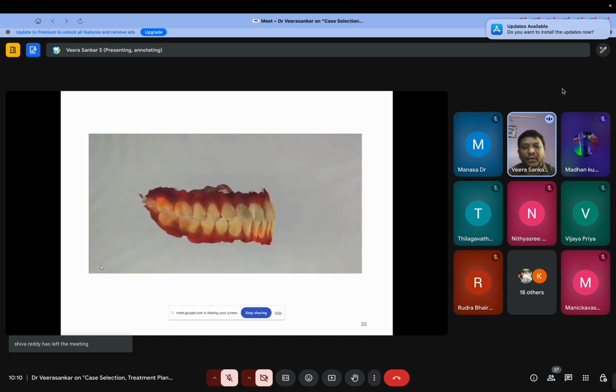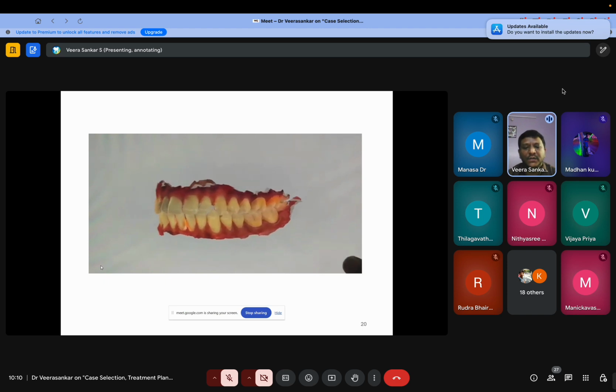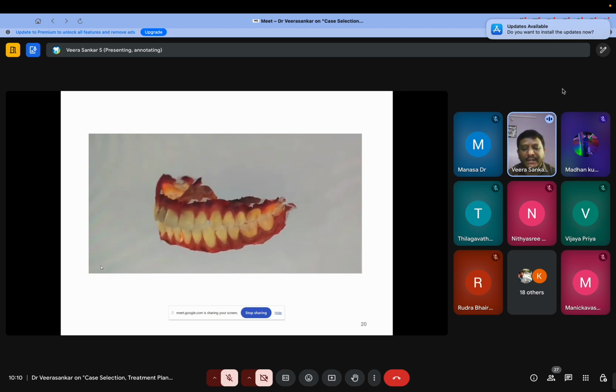So it is mandatory to go ahead with an intraoral scan when the patient walks into the clinic for the first time, inquiring about the aligners.